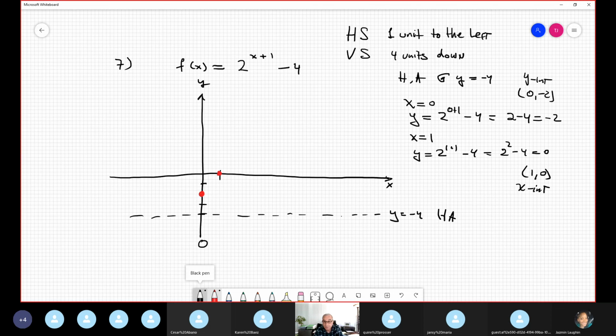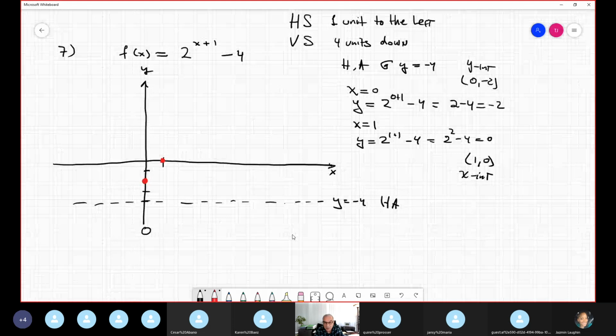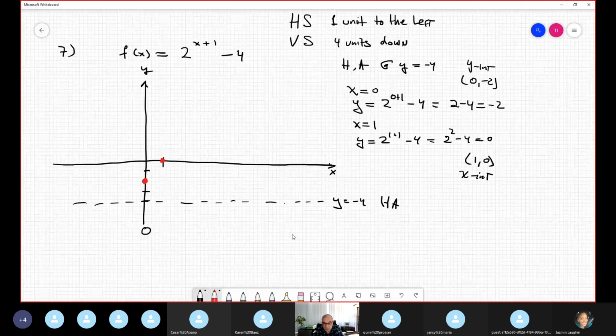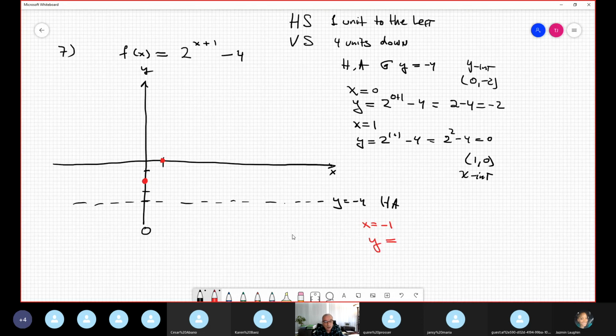What about -1? Okay, let's do -1, because we will need at least 3 points to make a graph of any curve. So, suppose x equals -1. Wait. It's okay. Okay, now our graph looks like that. And this is approaching the asymptote here.